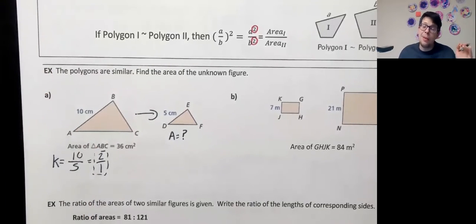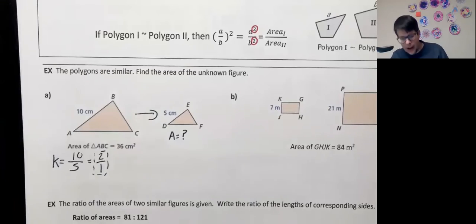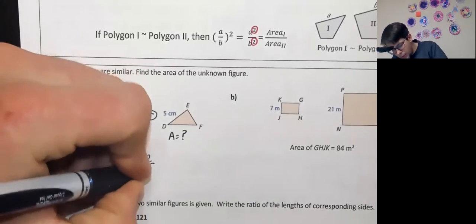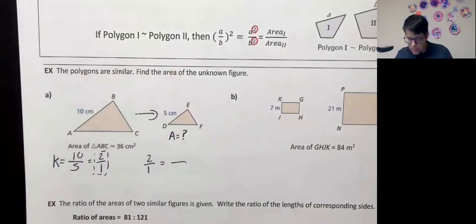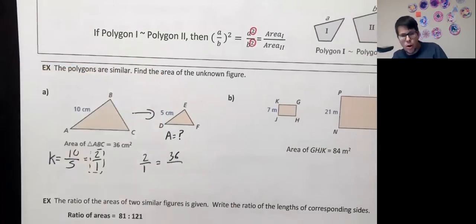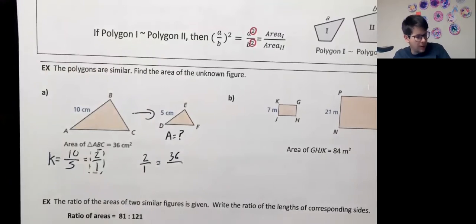Okay, so now areas should be related to this scale factor as well. So that means we should be able to build ourselves a proportion. When I'm building my proportion, I'm going to use my area of 36. And I'm going to also use a variable to represent my missing area.